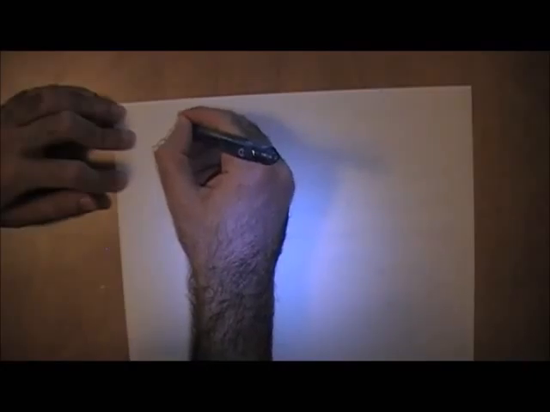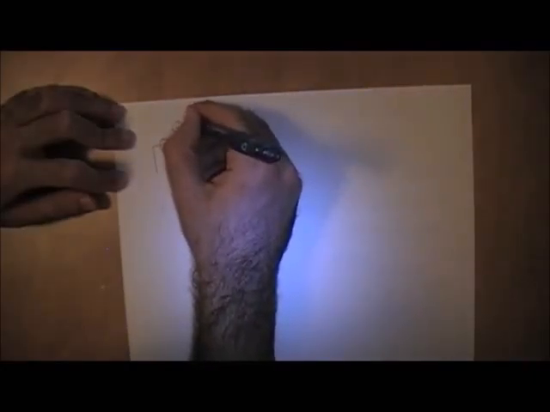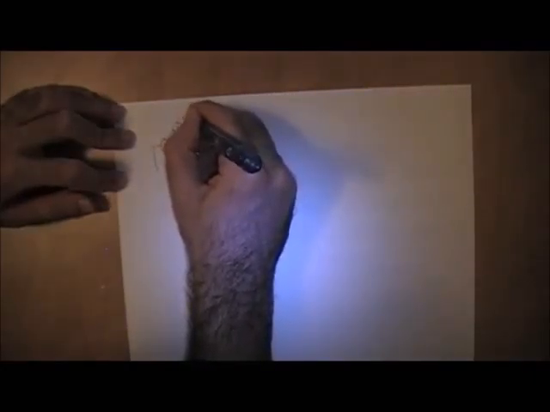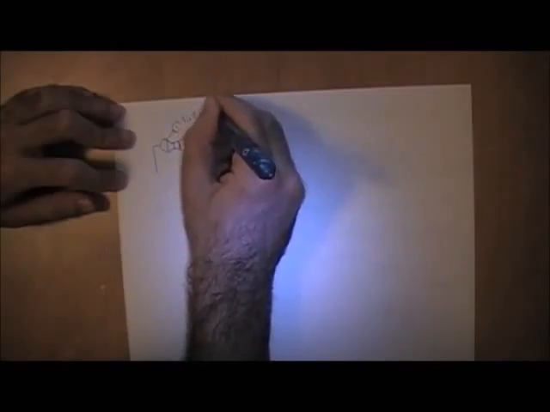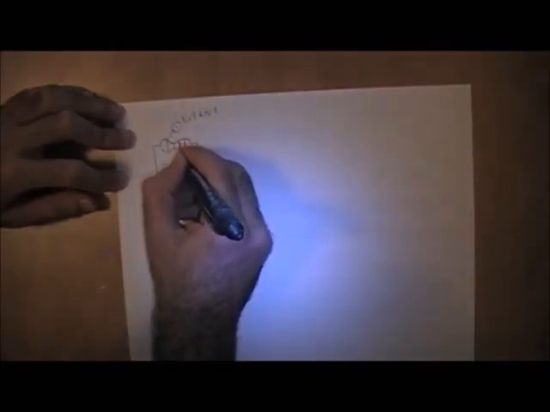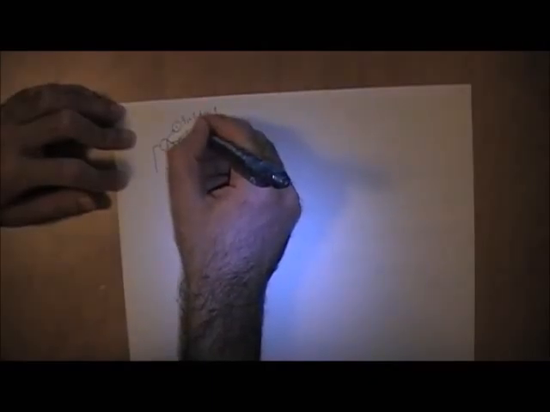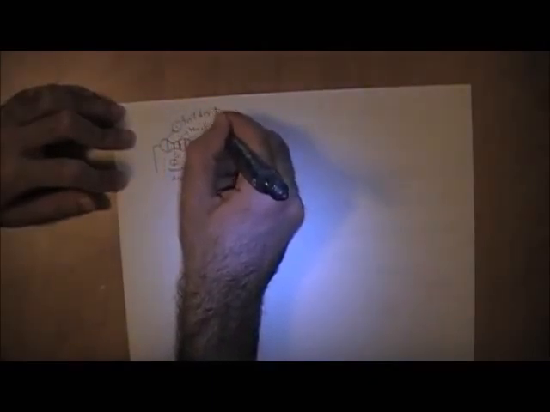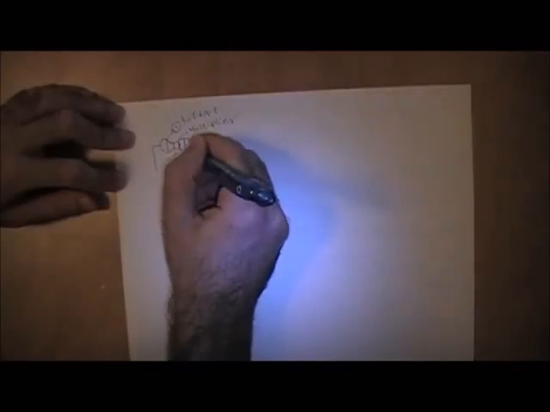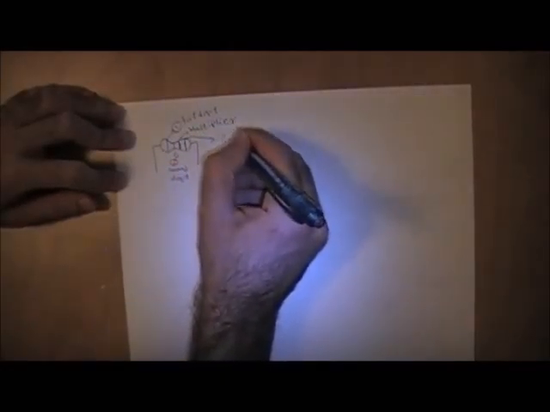Line 1 is your first digit, line 2 is your second digit, line 3 is your multiplier, and your line 4, I'm going to draw a line here, is your percent error.